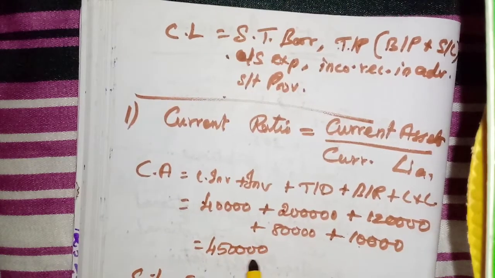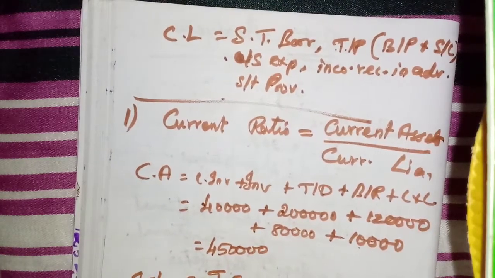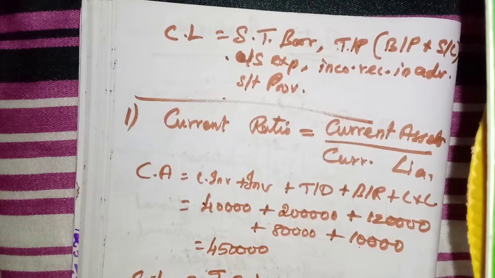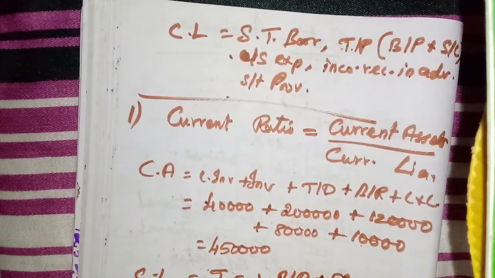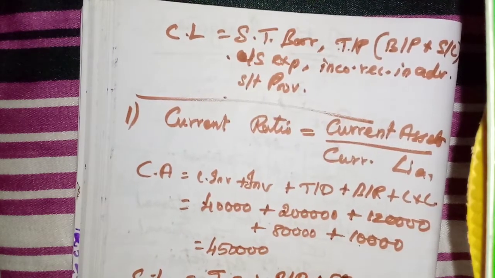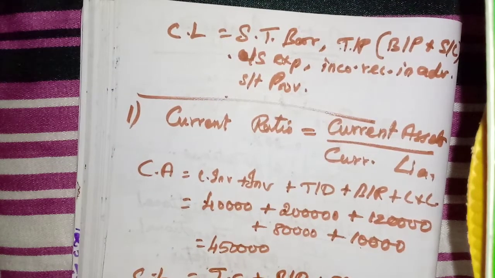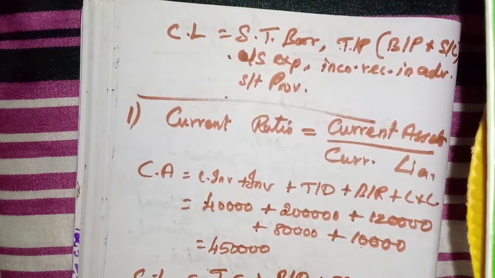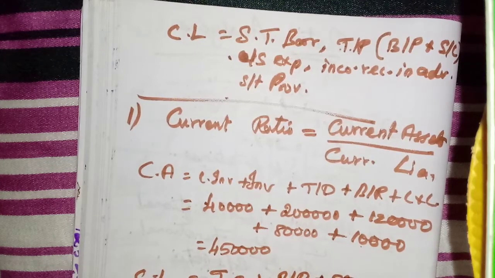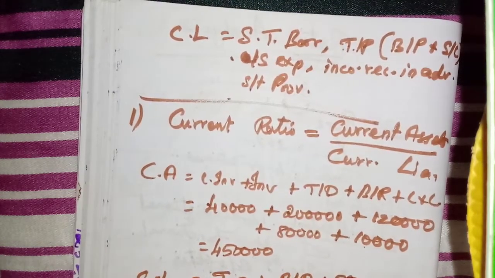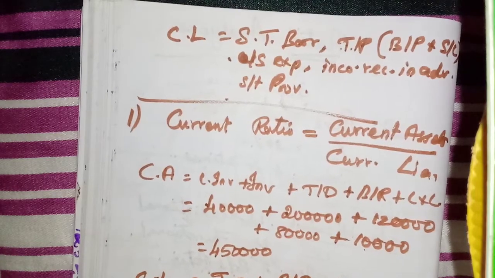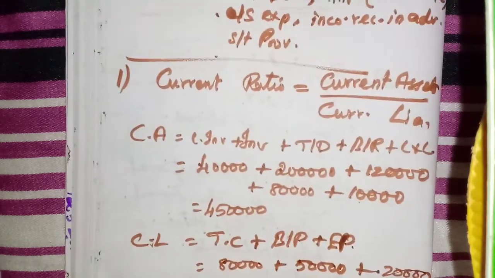Current liabilities. What are the current liabilities given? Fixed assets will not come. Trade creditors plus bills payable plus expense payable. Non-current liability will not come. Trade creditors 80,000, bills payable 50,000, expense payable 20,000. So how much? 1,50,000, isn't it?